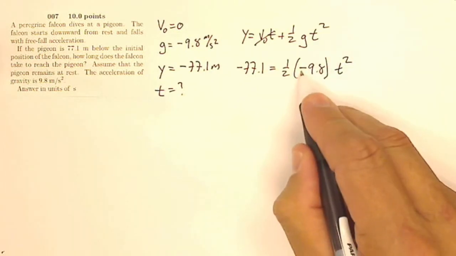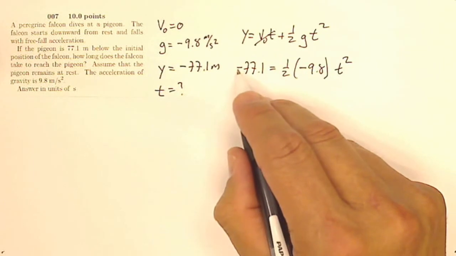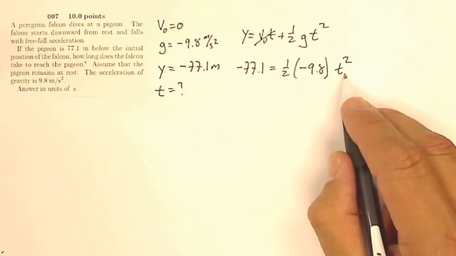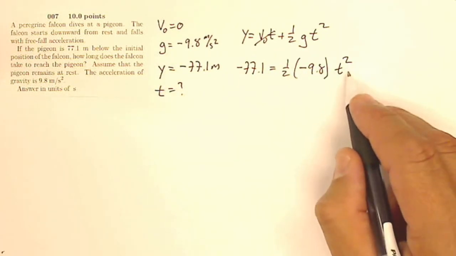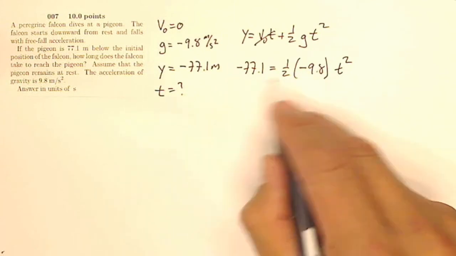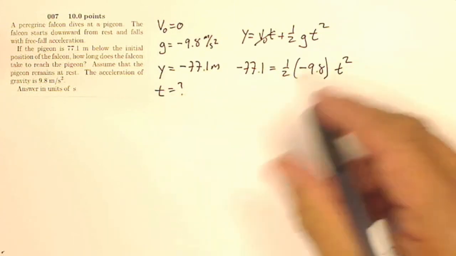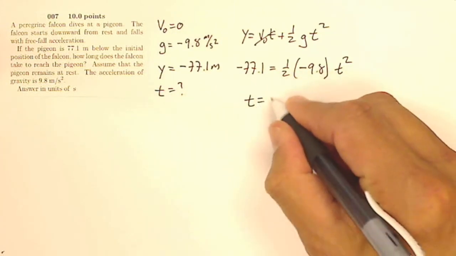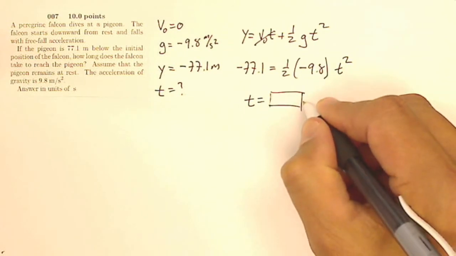If you don't put in this negative, you'll wind up square rooting a negative number to get time, and you know that's going to be wrong. So when you rearrange this and you multiply by 2 and divide by 9.8, square root it, you will get your time equals, and there will be your answer.